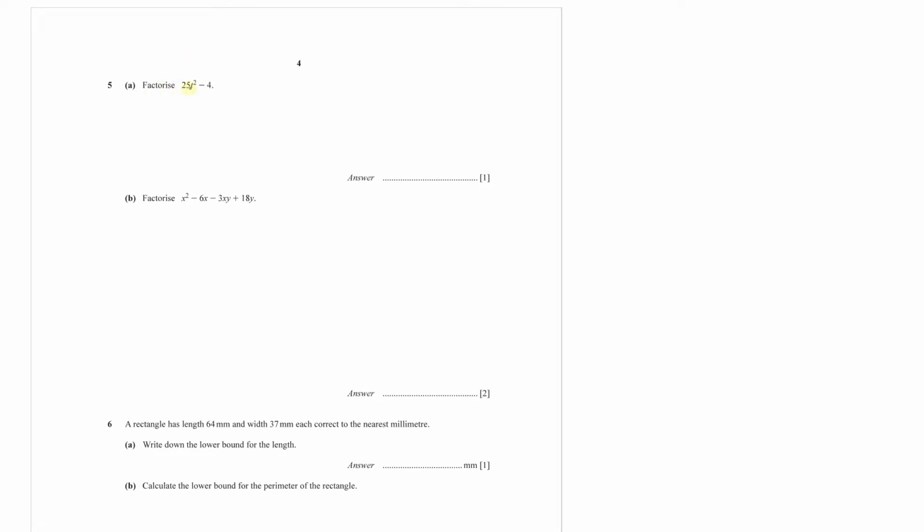Question number 5 is factorize 25t squared minus 4. So I can see these are perfect squares. 25 is the square of 5, and 4 is also a perfect square of 2. So I can use the formula a squared minus b squared, which factorizes as a plus b into a minus b. So I can write 25t squared as 5t whole squared minus 2 squared. So now I have a is 5t and b is 2. So this becomes 5t plus 2 multiplied by 5t minus 2. So this will be your final answer.